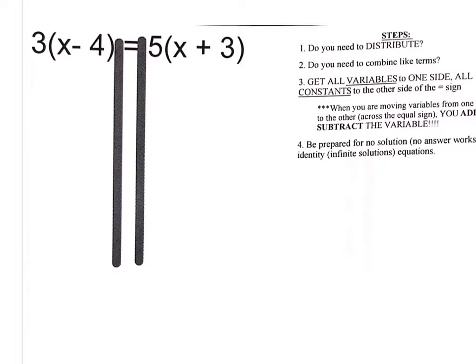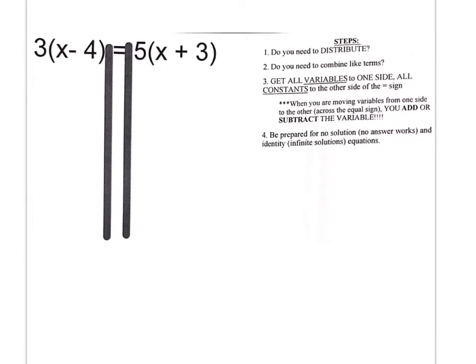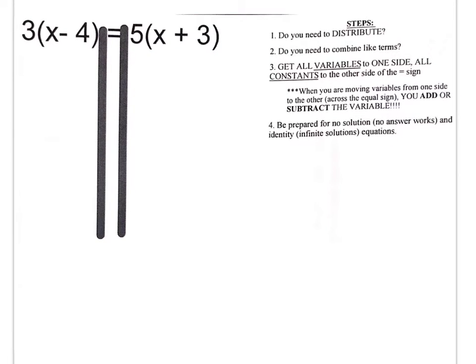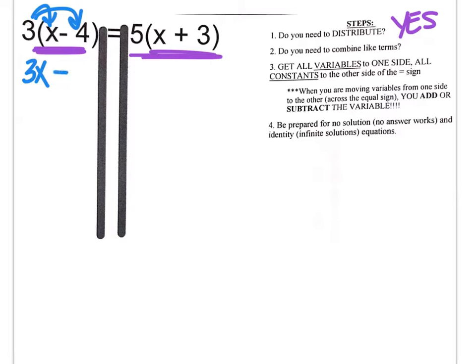Okay, here, now, not only do we have distributive property, but we have distributive property on both sides. Okay, so we're going to do one side, and then we'll do the following side. All right, let's look at the left side first. 3 times x is 3x. 3 times a -4 is -12. Let's go to the right-hand side. 5 times x is 5x. 5 times 3 is a +15.